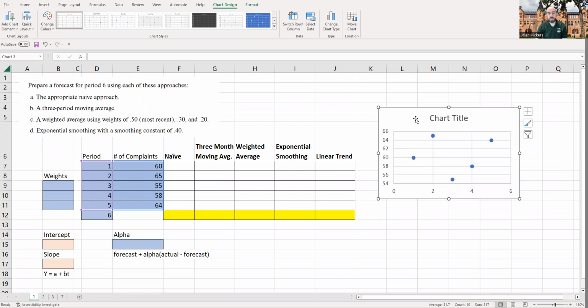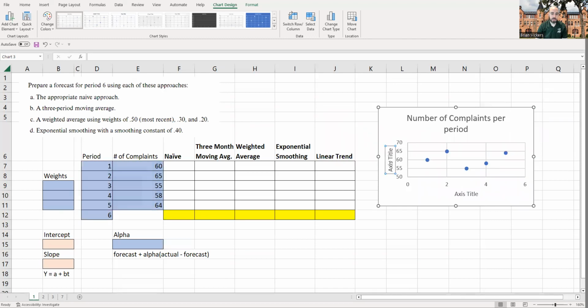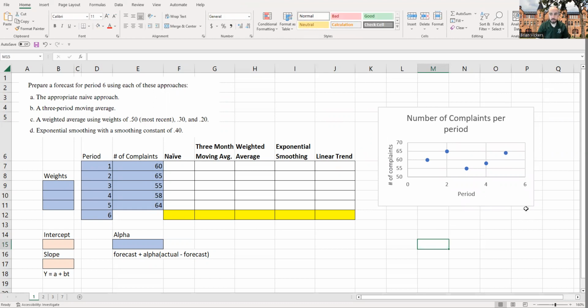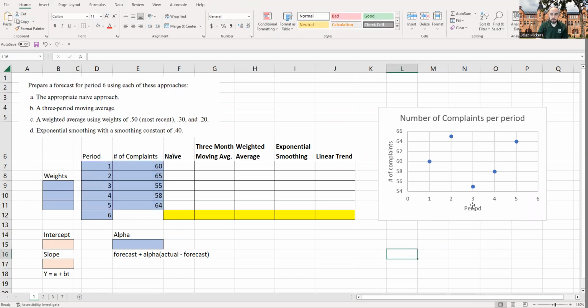Now, if you're ever completing a chart of any kind, you always want to title your chart. So we might say this is number of complaints per period. It's really important in business that you give context to your charts, and also your X and Y values should always be labeled. So I'm going to add axis titles: number of complaints and period. And then the chart title, number of complaints per period. And then we've done our job. We've labeled it so people looking at our visualization of this data can know what's going on. All right, in period 1, we had 60 complaints, and it doesn't appear to be following any kind of trend. So now let's look at our various forecasting methods.